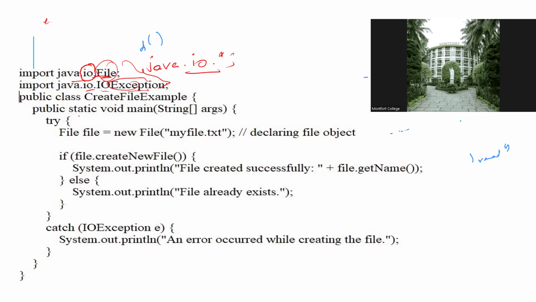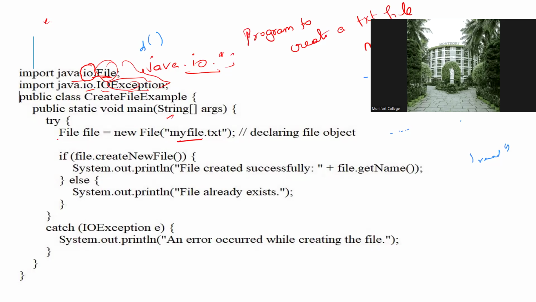So this program is to create a file in any one of the directories. This program is to create a text file. What is the name of the file? MyFile. So in the name of myfile, in the directory. Public static void main, you know this.